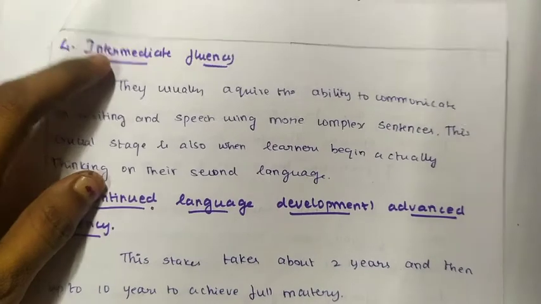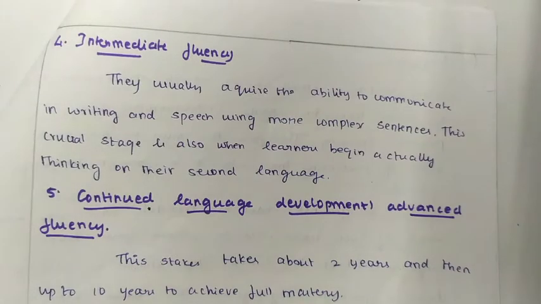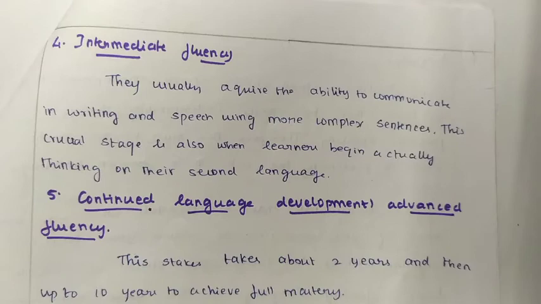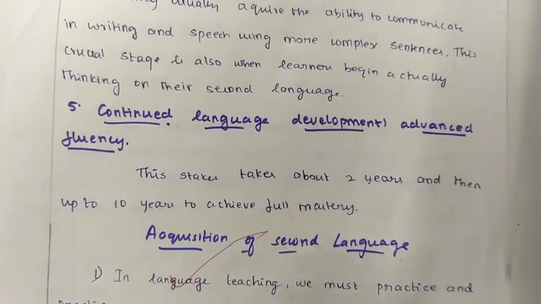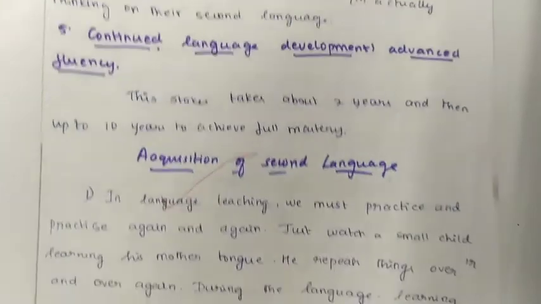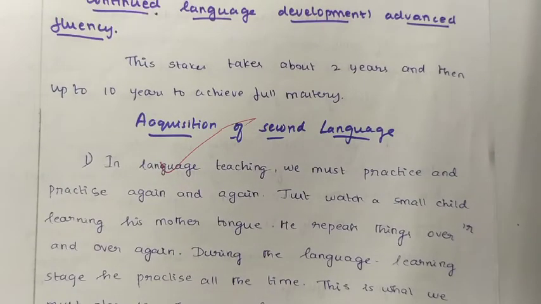This is a stage where the learner thinks in the second language. Okay. Next, the fifth one is continued language development, advanced fluency. This takes about 2 to 10 years to achieve full mastery. Then, acquisition of a second language. There are some points I have mentioned.